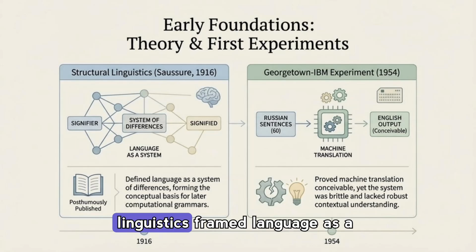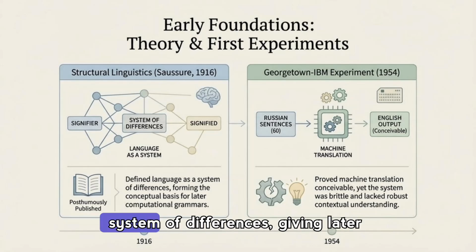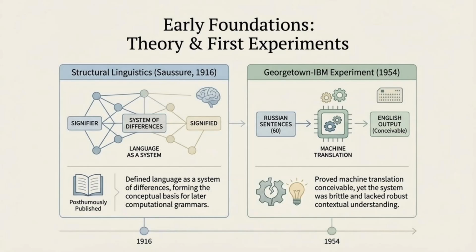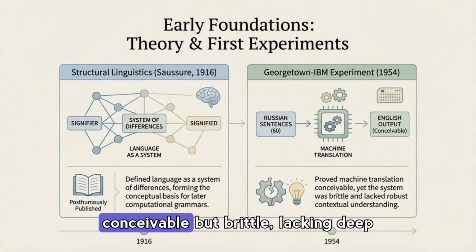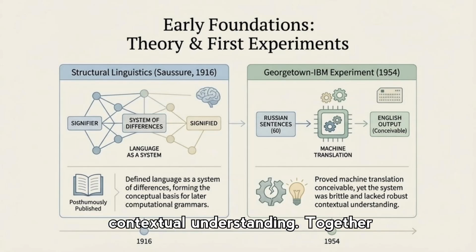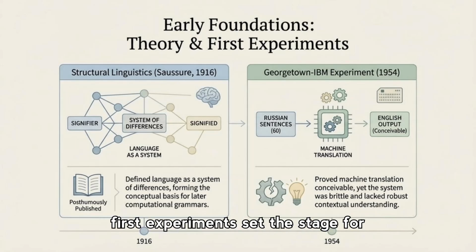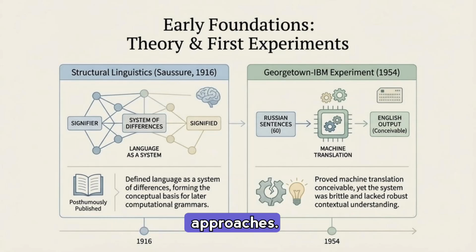In this slide, we step back to the foundations. Saussure's structural linguistics framed language as a system of differences, giving later computational grammars a conceptual base, and the 1954 Georgetown IBM experiment showed machine translation was conceivable but brittle, lacking deep contextual understanding. Together, they illustrate how early theory and first experiments set the stage for later probabilistic and statistical approaches.